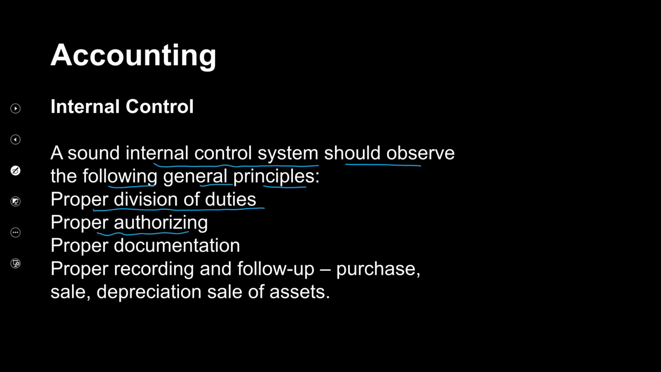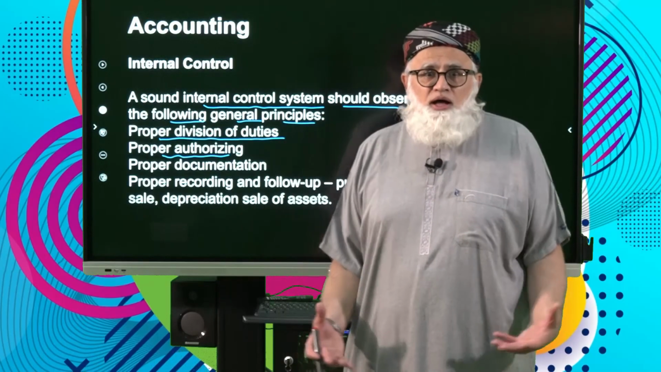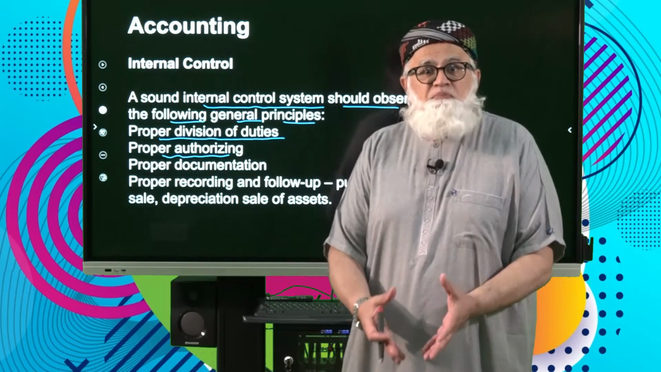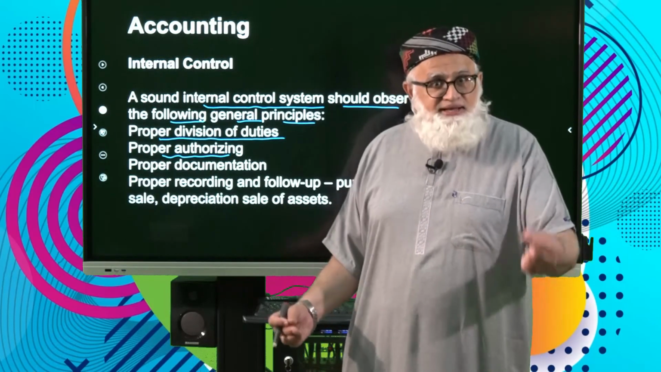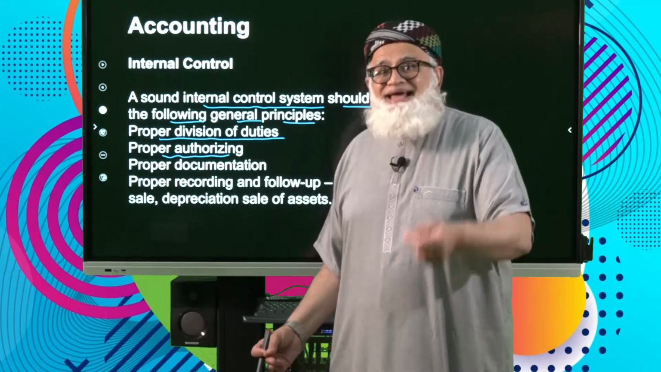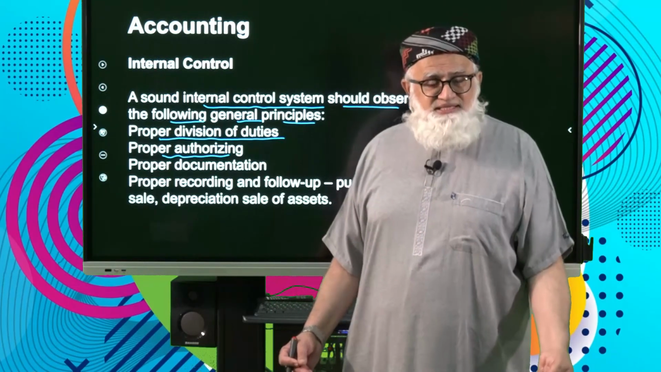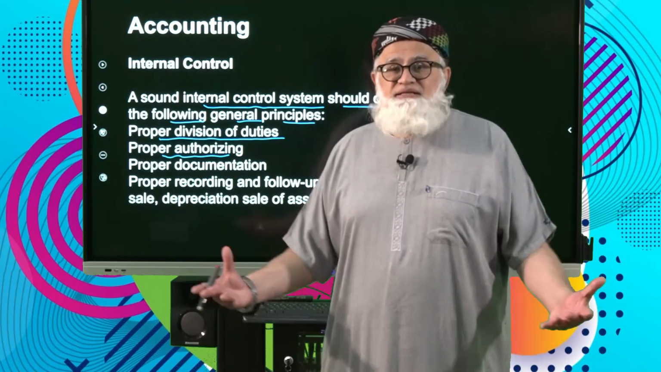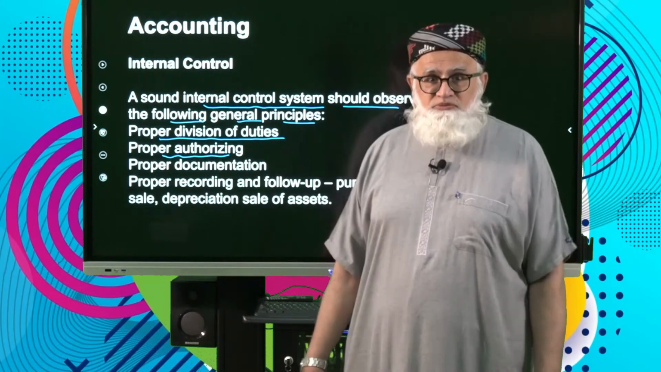Proper authorizing. You can't just nilly-willy decide we're going to buy a new asset worth 2 million rand. Obviously, it needs to be authorized. It needs to go through the process, the entire procurement process, which currently we can see happening in our country, that there has to be proper authorizing. So the person who finally signs off has to have the authority and must have done the checks and balances to ensure that we actually need that particular asset, and obviously that we're procuring it at the best possible price.